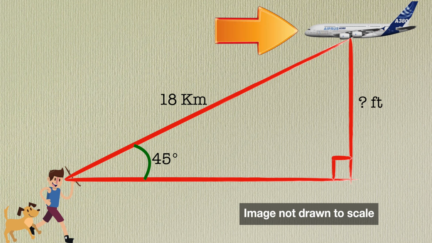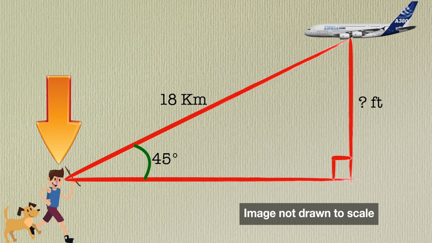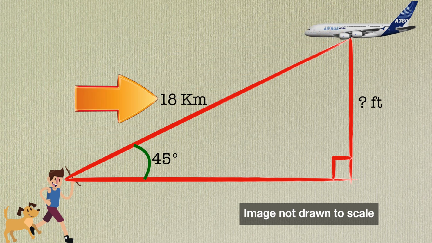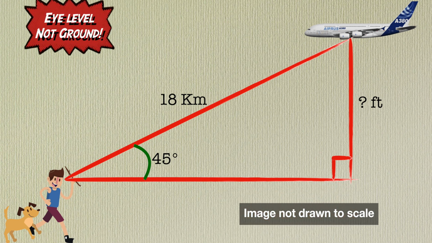Here is our airplane, and here is Johnny. Now, this is Johnny's line of sight. We know that this length is 18 kilometers. On the other hand, this line is the horizontal formed from his eye level and not the ground.